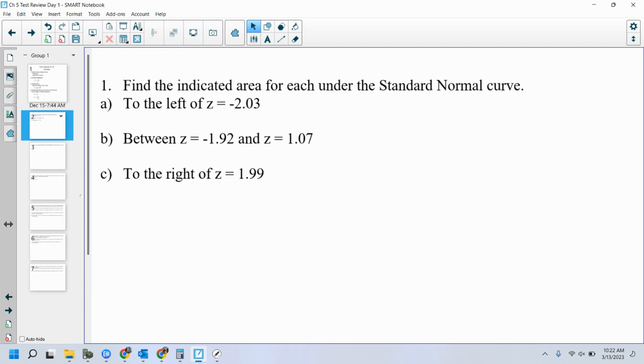So here's question 1. Find the indicated area for each under the standard normal curve. I need a z-score table. Okay, to the left of negative 2.03. Do I need to do anything funky when I say to the left of? Nope. So you just look up negative 2.03. Did you get 0.0212? What you guys got? Yeah, 0.0212. It's the area under the curve.